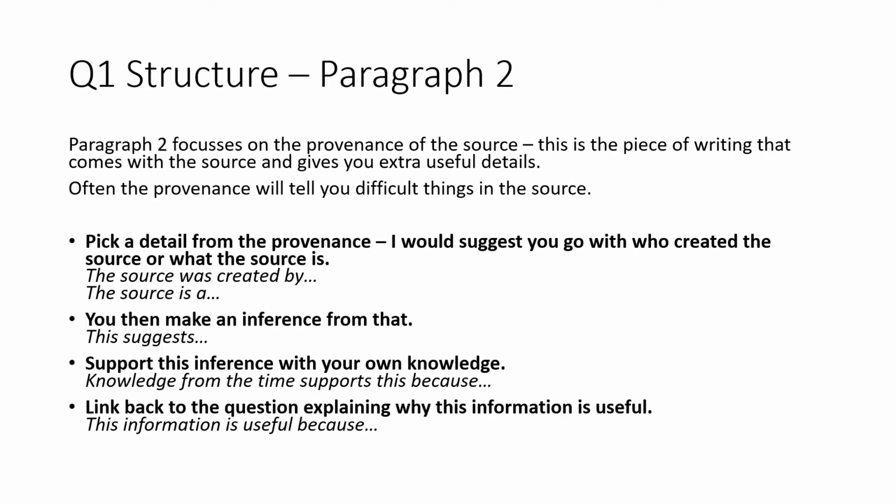Moving on to paragraph 2 then. So paragraph 2 focuses on the provenance of the source. This is the piece of writing that comes with the source and gives you extra useful details. And as I mentioned earlier, often the provenance will tell you difficult things in the source. So please make sure you read it properly.